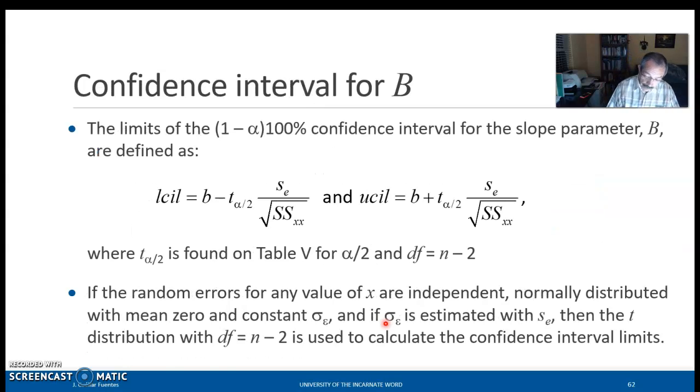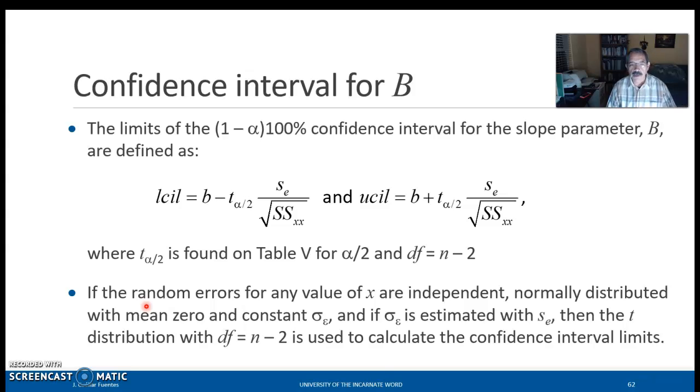The other inference that we can make is calculating the confidence interval for the slope parameter. That's given by these two equations. This is the equation for the lower confidence interval limit, and this is the equation for the upper confidence interval limit, where we will rely on the value of b that we calculated earlier. And this t alpha over 2 is found in table 5 for alpha divided by 2 and for degrees of freedom of n-2.